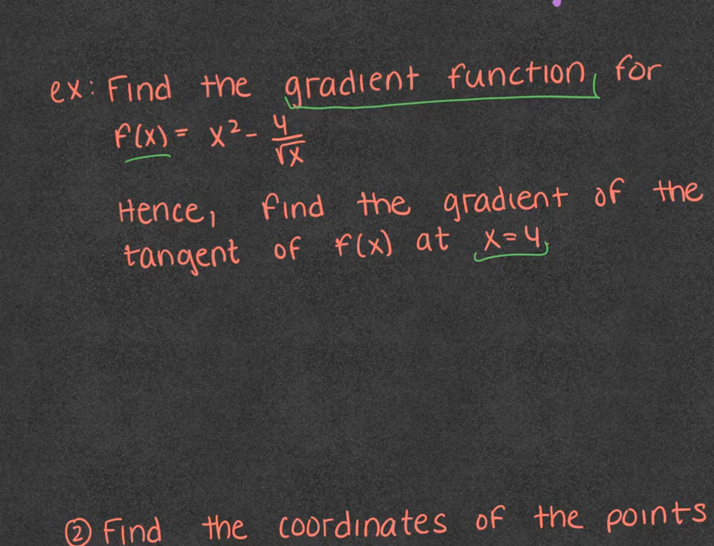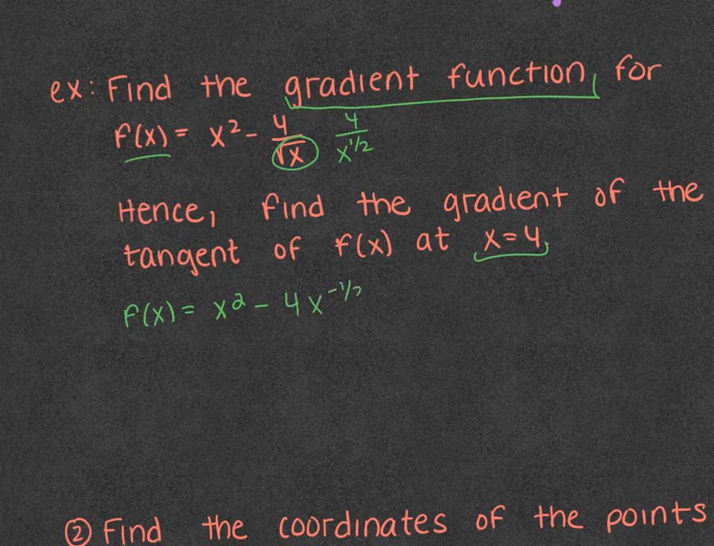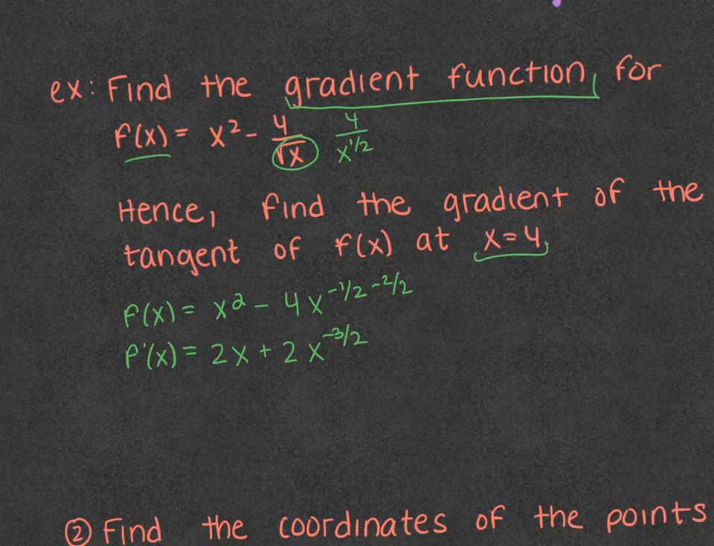So we have f of x equals x squared minus, I'm going to change this to x to the 1/2 and then bring it up. So this is 4x to the negative 1/2, as we've done in previous videos. And then let's go ahead and take the derivative. This would be 2x, and then 1/2 times 4 would be just 2x to the negative 3/2. Making that look a little more proper, this would be 2 over the square root of x to the 3rd.